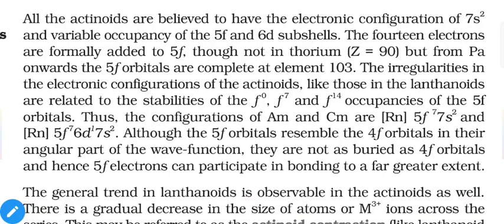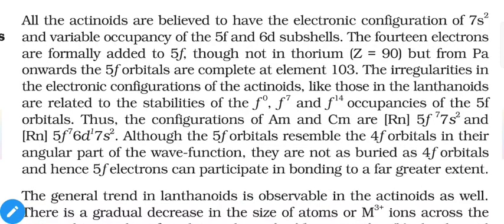The 14 electrons are formally added to 5f, though not in thorium. But from protactinium onwards, the 5f orbitals are complete at element 103. The irregularities in the electronic configuration of actinoids, like those in the lanthanoids, are related to the stabilities of f0, f7, f14 occupancies of the 5f orbital. That means fully empty, exactly half filled, and fully filled. These are some more stable electronic configurations for f orbital.